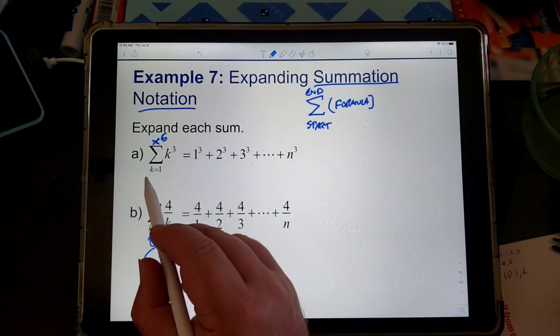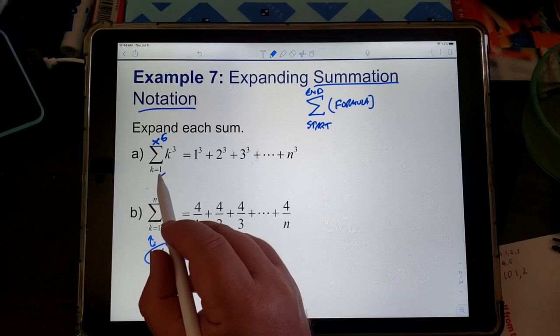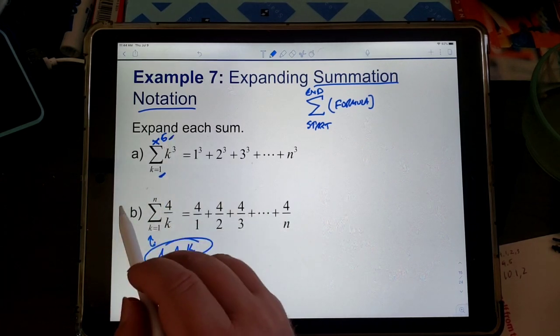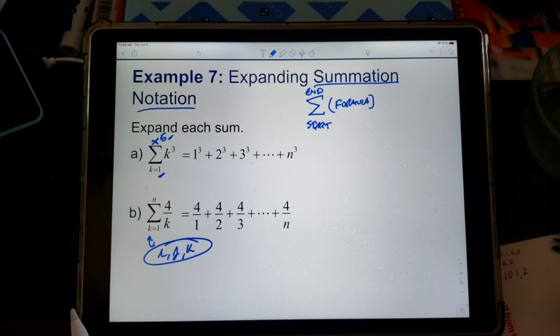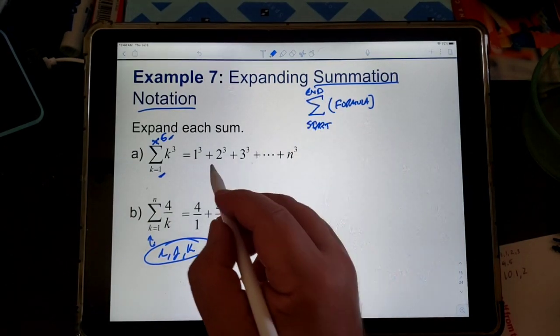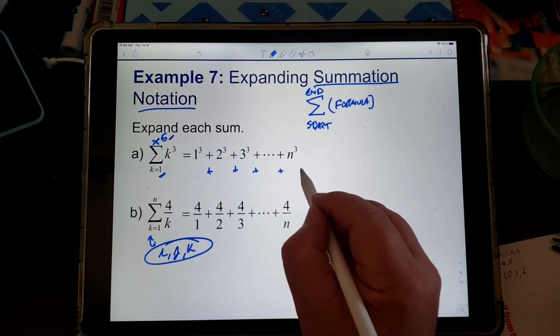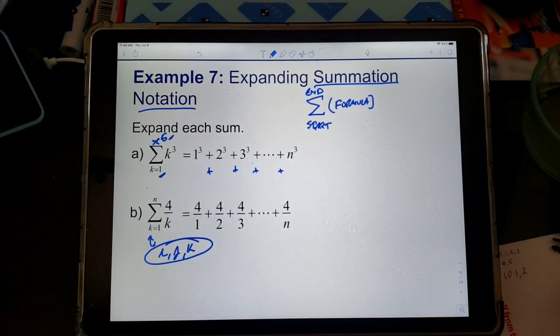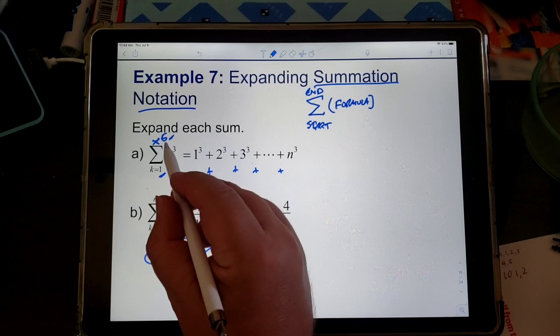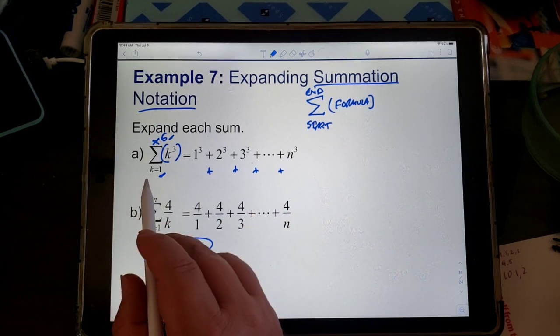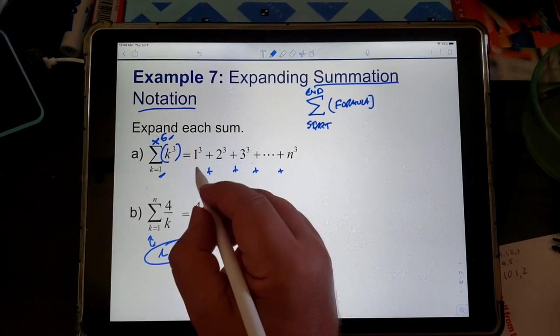So what is it saying? k takes on all values starting with 1 and ending with 5. Start and end. Now, sigma always means you're going to add those values together. And this is the formula. What are we going to do to k? Well, we're going to cube it.